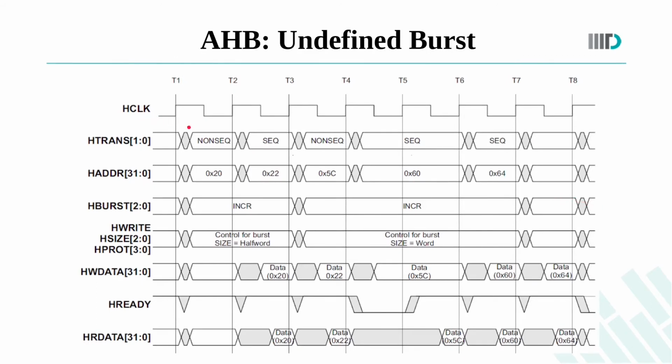For undefined burst length, first NONSEQ is sent, and then subsequent SEQ signals are sent, but it does not say how much data will be transferred. How the slave knows that the previous transfer has completed is after receiving the next NONSEQ. It then knows that the previous transfer has ended and a new transfer must go on.